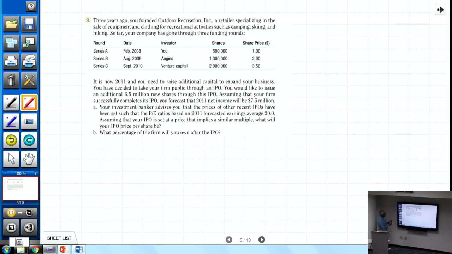This is a little bit more involved, so let's read through this carefully. Three years ago, you founded a company, and your company has gone through 3 rounds of financing. You initially bought 500,000 shares at $1 per share, so you initially provided capital of $500,000. Later on, angel financing of 1 million shares, and then venture capital financing of an additional 2 million shares. So now it's 2011, and you need another round of capital, very typical of companies, in order to expand your business, and you want to do an IPO.